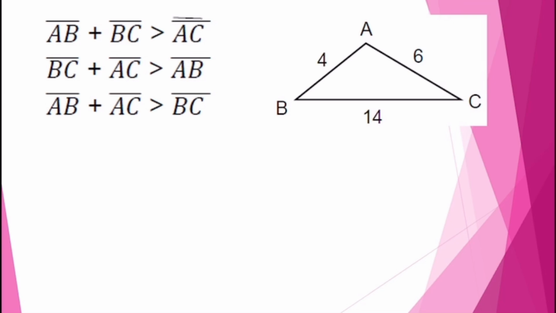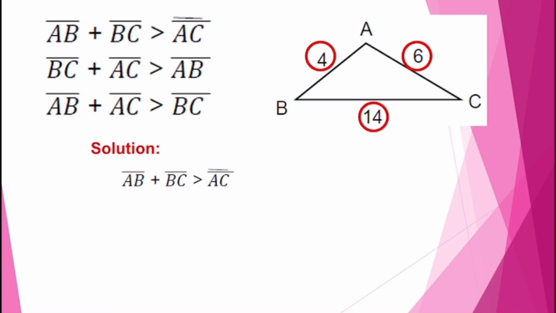Now, for our solution, using the triangle inequality theorem, let's add. So we have line segment AB plus line segment BC is greater than line segment AC. From here, we just substitute the values. The value of line segment AB is 4, the measure of line segment BC is 14, and the measure of line segment AC is 6.